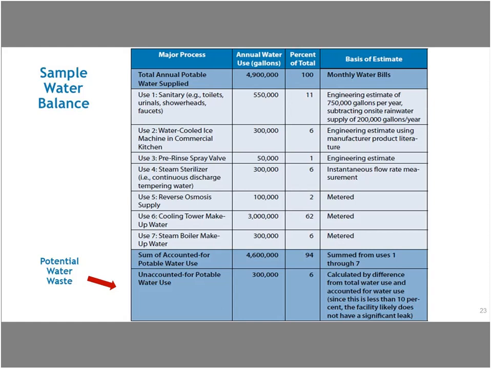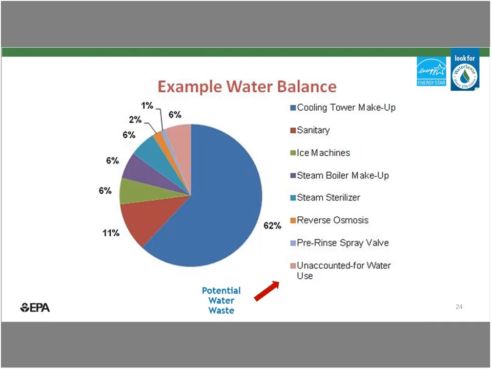So this can be a really good tool to find potential water waste, and to zone in on where it might be. This is another way to look at it. It's just a pie chart of the same information so that you can see the percentage. A lot of it is coming from the cooling tower makeup water, and about 6% is unaccounted for. That is the portion that is potential water waste.